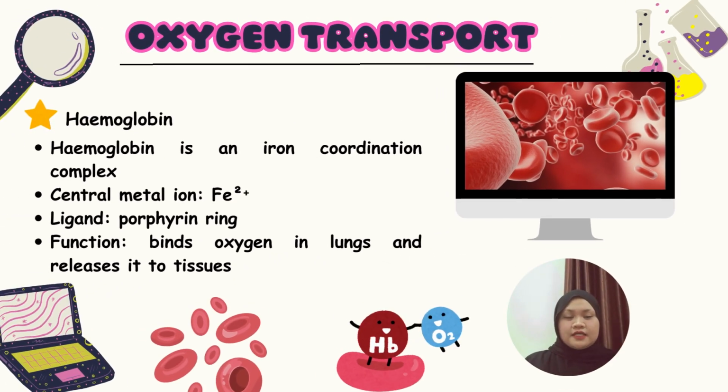The second one is hemoglobin. Hemoglobin is an iron coordination complex found in red blood cells. In this complex, iron, or Fe2+, acts as a central metal ion surrounded by a porphyrin ring as its ligand. The main function of hemoglobin is to bind oxygen in the lungs.